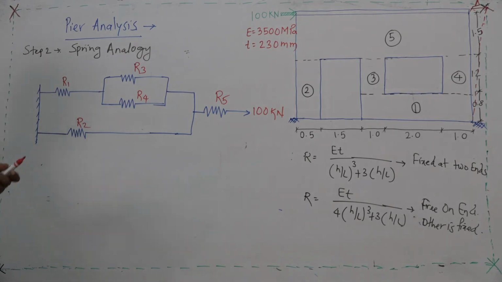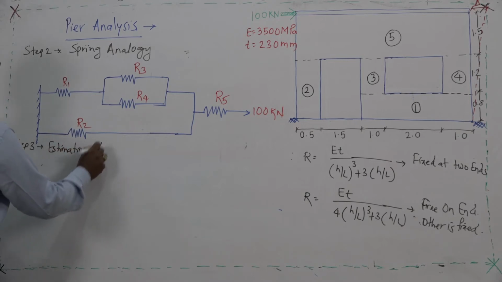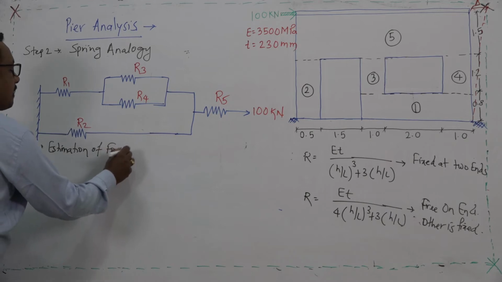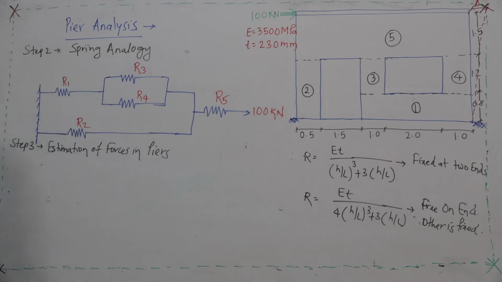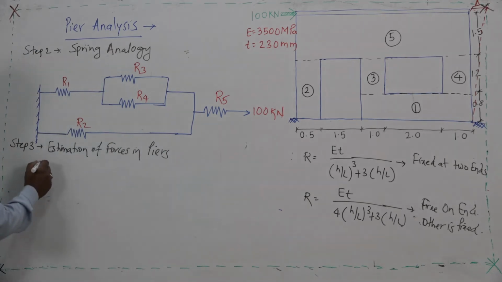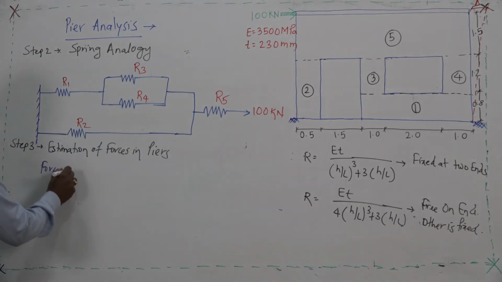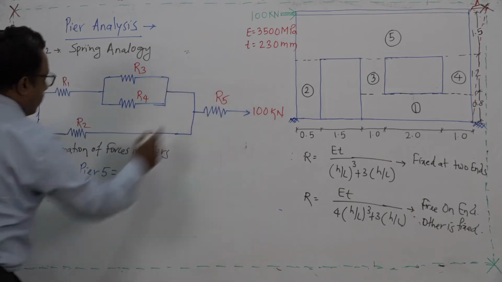This is about step number 3. Step number 3 is the estimation of forces in piers. So, obviously, we will start with this end. I will write here the force in pier 5, that will obviously be 100 kilonewton.